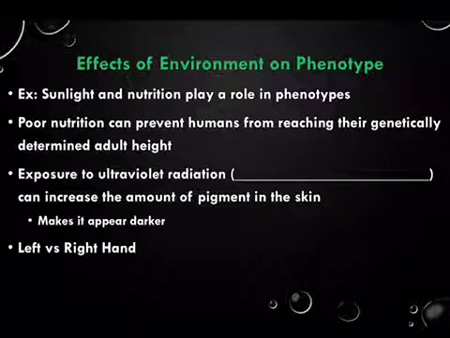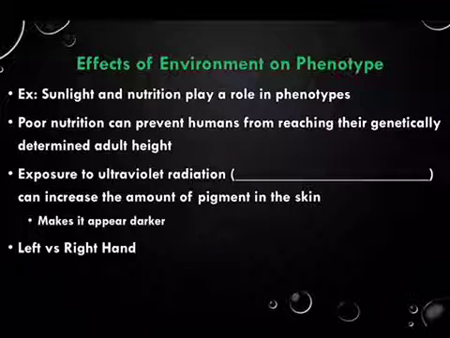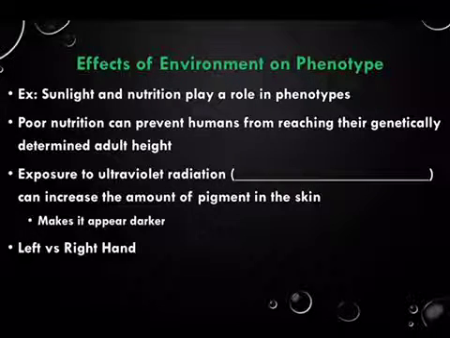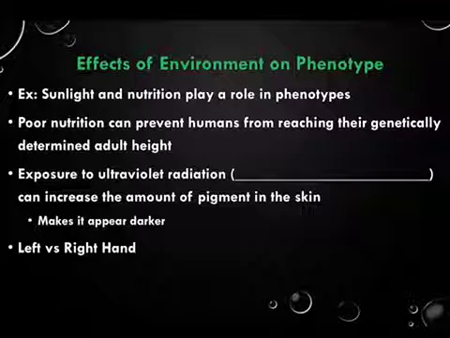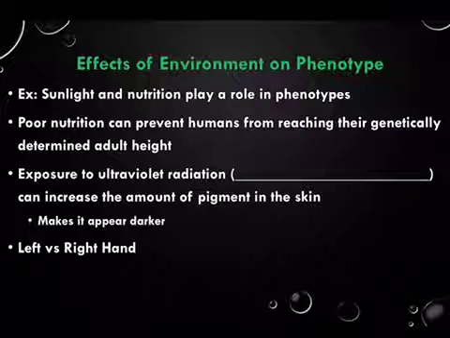Your genes are not the only thing that can affect your phenotype. Sunlight and nutrition play a role in a lot of our characteristics. For example, if people in developing countries have poor nutrition, it can prevent humans from reaching their genetically determined adult height. If you're not getting good nutrients, you are not likely to reach the height that you should be because of your genes.